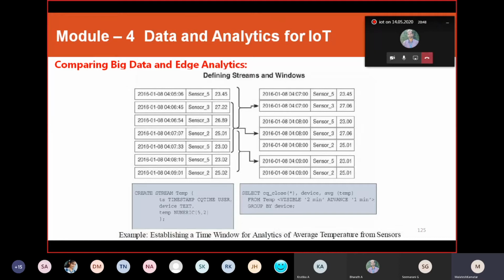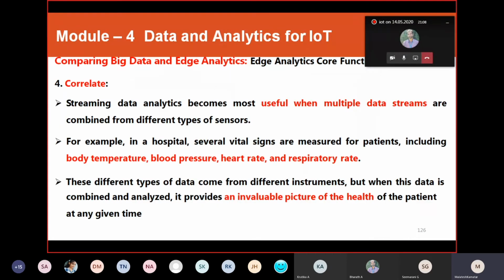So in this simple example, you can see we create a stream temperature here, and we are selecting from the table the average temperature from temperature over a 2 minute window with advance. So we use it like this. Based on that, how the particular temperature values look, based on the timings, can be shown in the diagram.